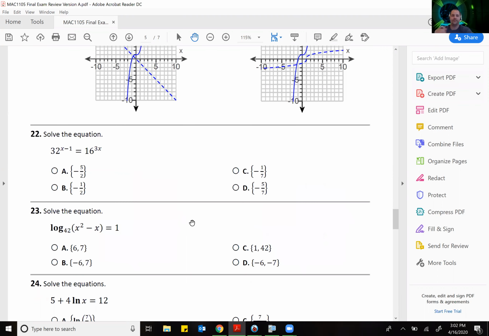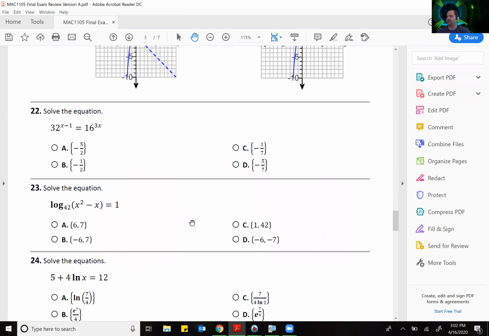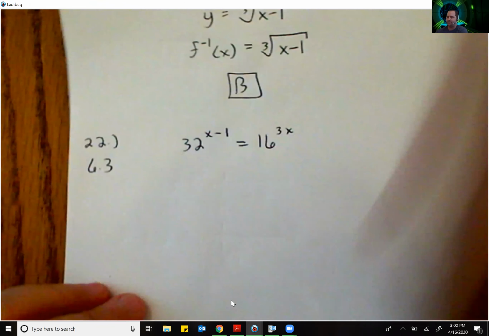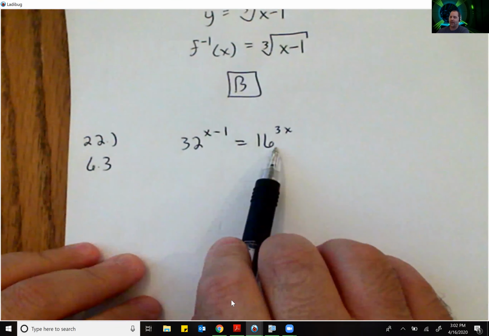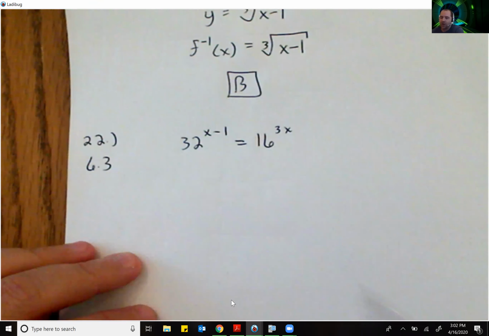Number 22. So we're going to solve this equation. This is where we are in 6.3. So you got 32 to the x minus 1 equal to 16 to the 3x. Remember, when solving exponentials, you can use logs to help, but sometimes it helps to remember that if your bases are the same number, then we can just set the powers equal to each other. And we can show that.